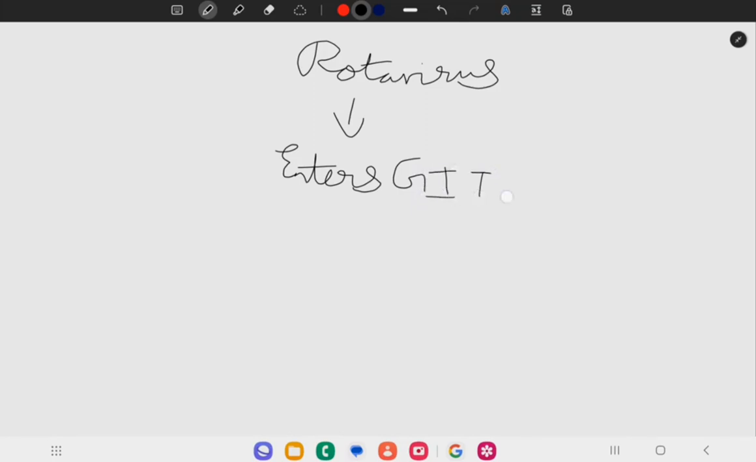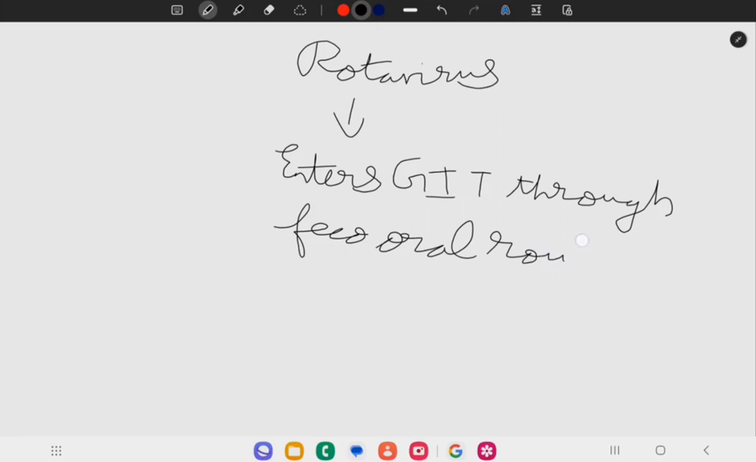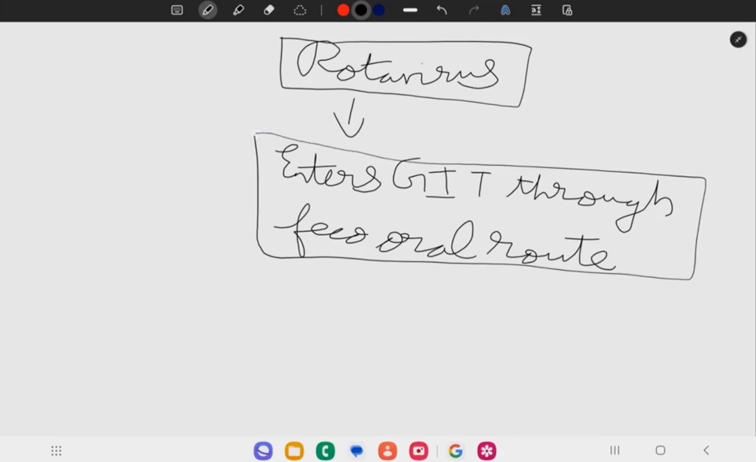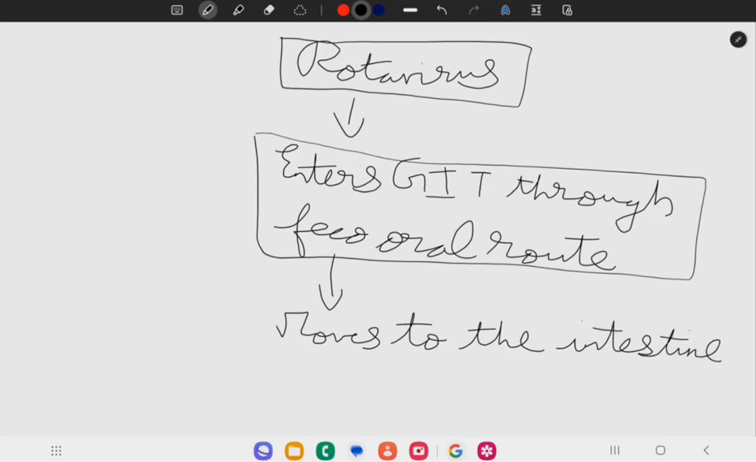Rotavirus enters the gastrointestinal tract through the feco-oral route. Once it enters the gastrointestinal tract, it moves to the intestine and enters the enterocytes.